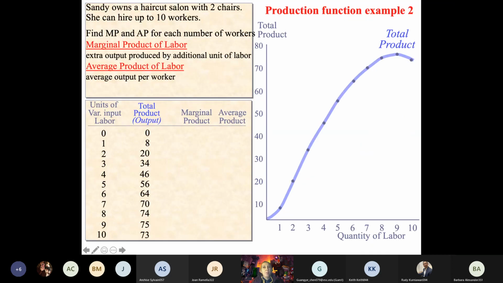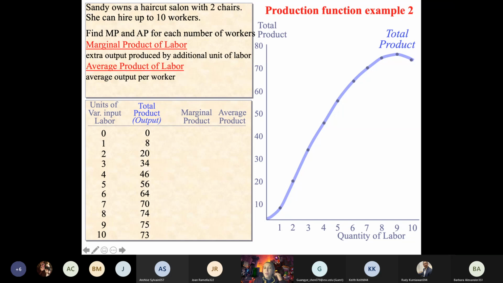So one more example, production function. In this example, Sandy owns a haircut salon with 2 chairs. So we're not even putting the number of capital resources, which is 2 chairs, in this table. We're assuming that we're keeping that in mind. And she can hire up to 10 workers. If she hires 0 people, then she produces 0 haircuts. She hires 1 person, maybe that's herself, working by herself. Then she can make 8 haircuts.